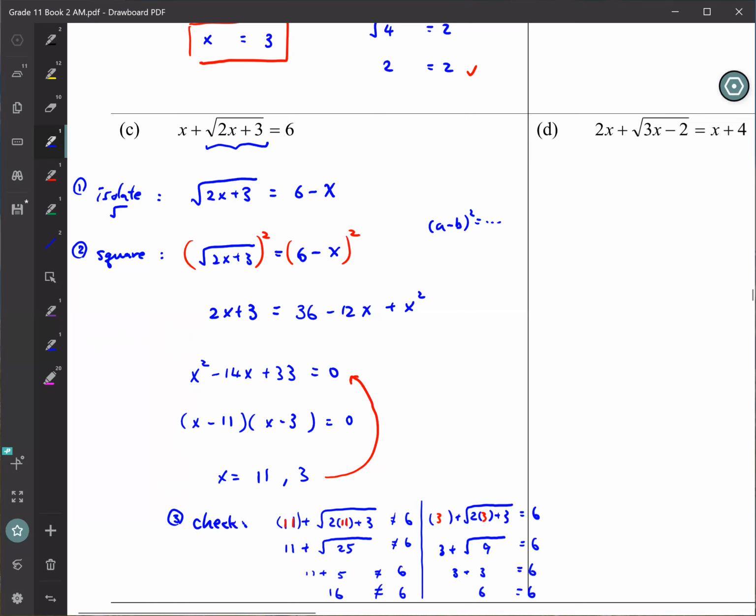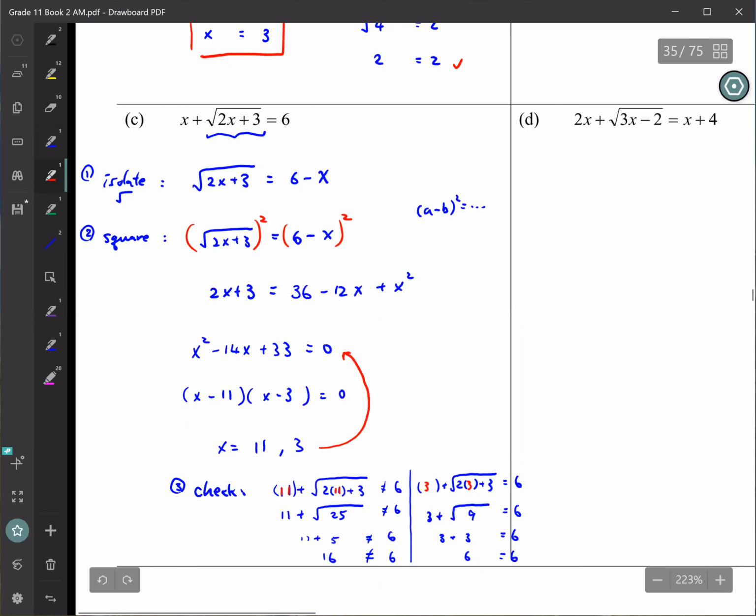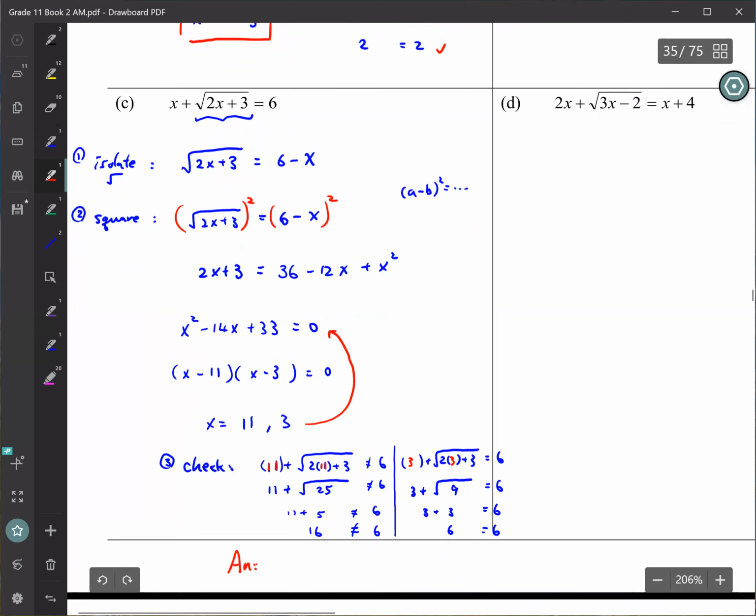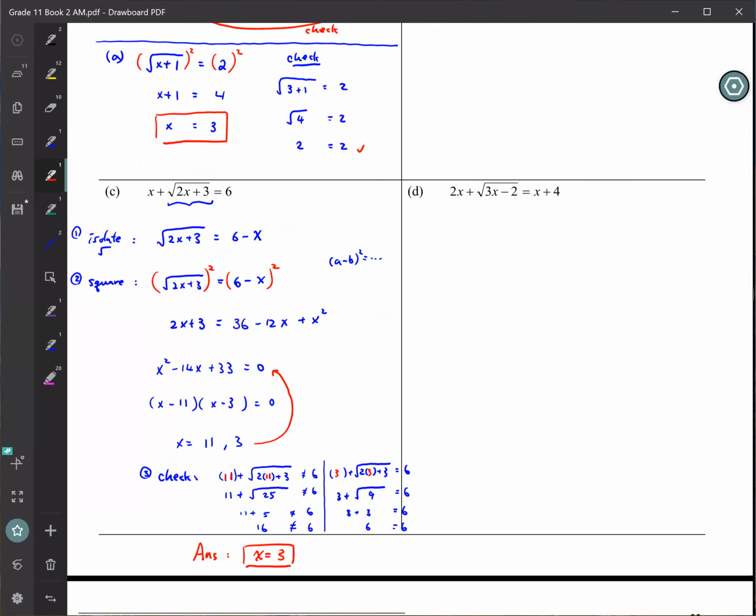Okay, sometimes you can keep both of them. Sometimes you reject one. Sometimes even you reject everything. So it's not always that you check one and the other one works. You have to check both. So this one, the only answer is x equal to 3, and that's all. Any questions here? So that's your step 1, 2, 3. So it turns out into a quadratic equation.